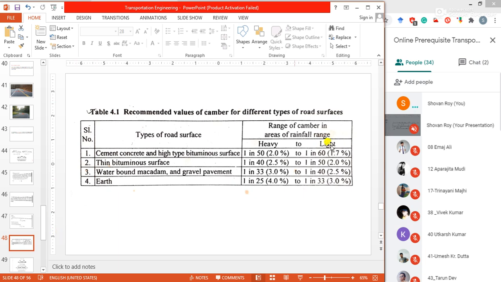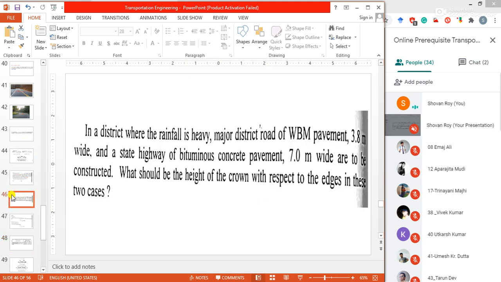To solve camber related numericals, these values are required, because depending on your rainfall and the type of surface, the crown value, or raising portion at the mid section of your road, will be selected and designed. Suppose one problem: in a district where the rainfall is heavy, a major district road of WBM pavement 3.8 meter wide, and a state highway of bituminous concrete pavement 7 meter wide are to be constructed.